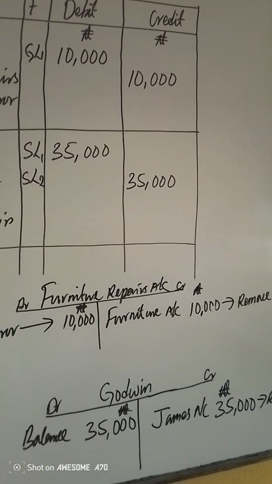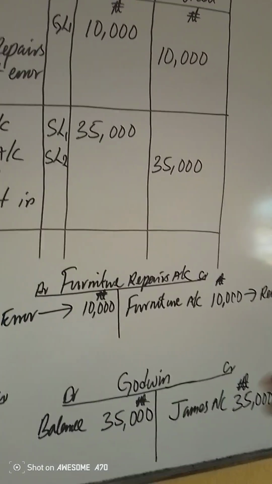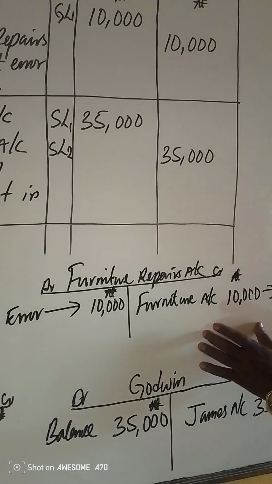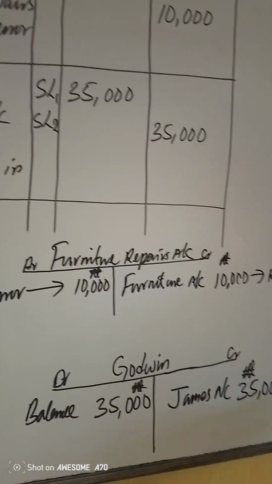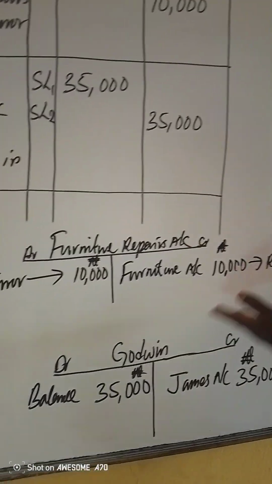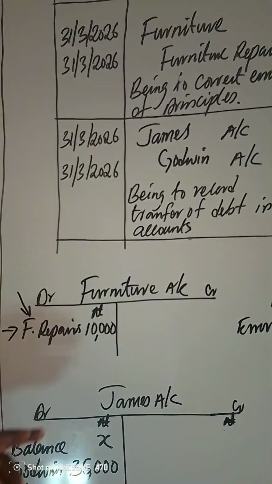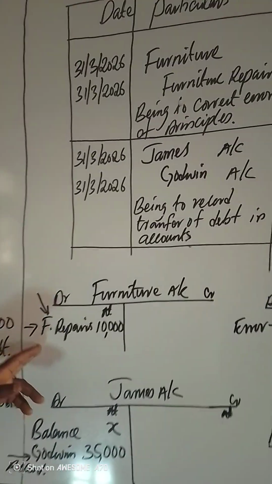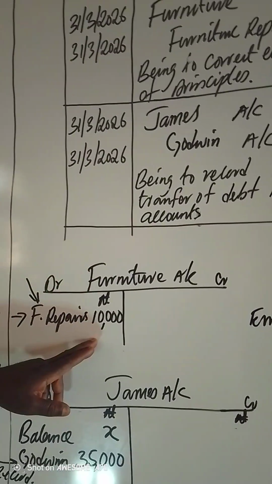So as we are trying to prepare the new account, which is called the adjusted trial balance, furniture repair will not be found in the trial balance, and that error has been corrected. In this case, you take the 10,000 and record it in the correct side, which is where it's supposed to be, the furniture account, and furniture will be debited.